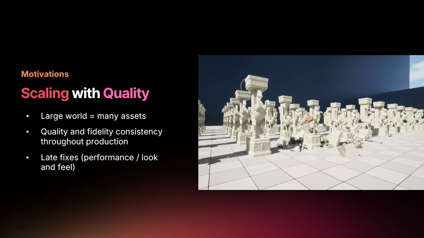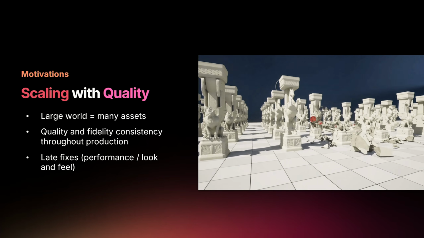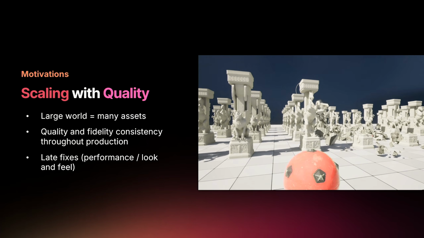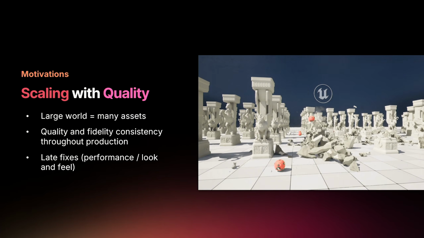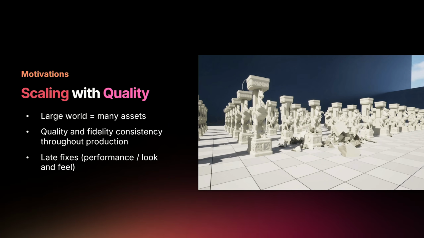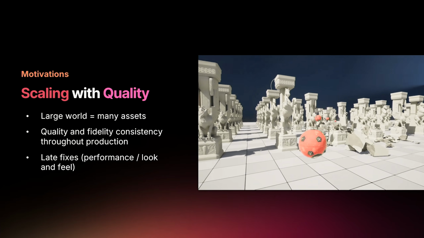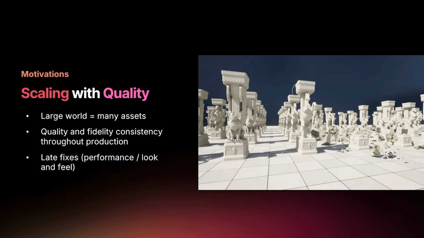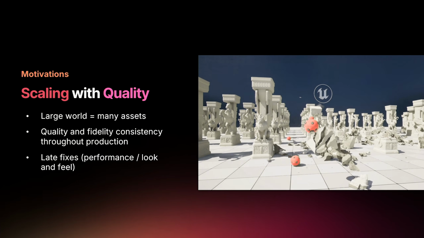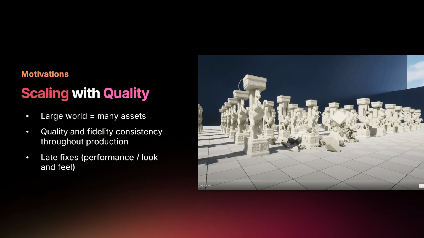The second part is scaling with quality. Often you start with pre-production, you do a few assets to explore what you can do, and then it's time for production, a very large world. You start many assets, and then you start iterating.